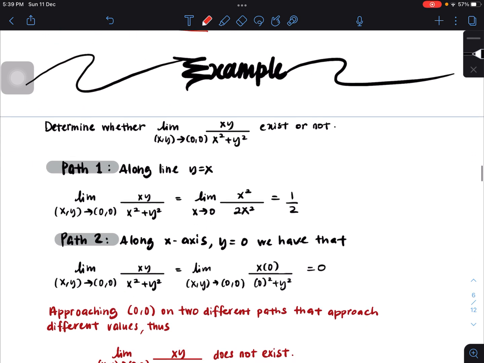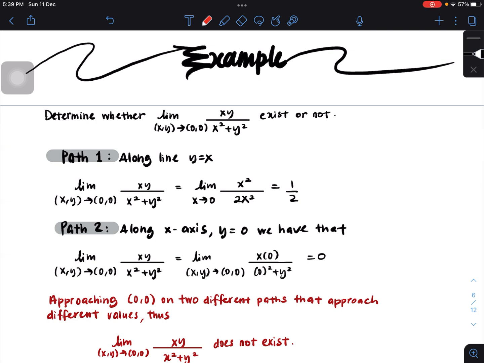Okay, let's see another example. Determine whether the limit of xy over x squared plus y squared for x and y approaching 0, 0 exists or not. Okay, if we substitute the value of x and y equal to 0 here, you will get 0 multiplied by 0 divided by 0 squared plus 0 squared, right? Okay, so you will get 0 over 0. So this one is undefined.